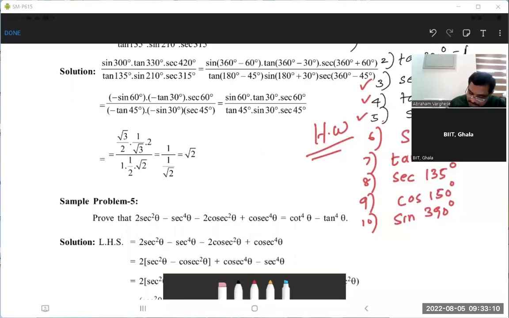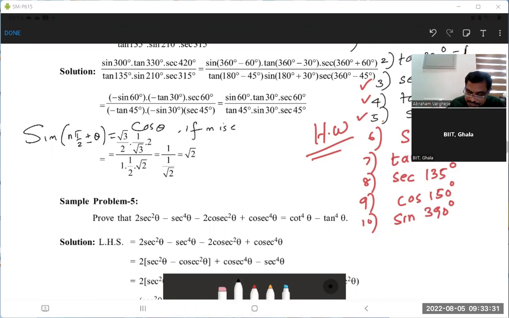Main idea is one is sine. Yesterday we learned this one. Sine of n pi by 2 plus or minus theta will be equal to its complementary. The complementary of sine is cos if n is odd, sorry, if n is odd, not even.